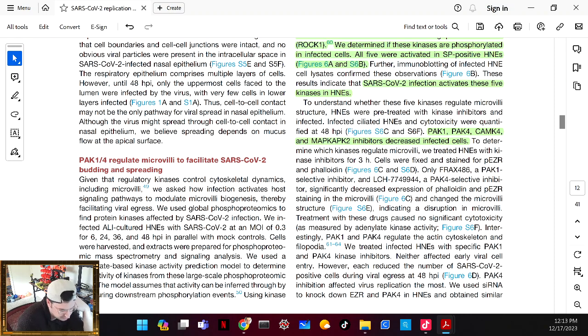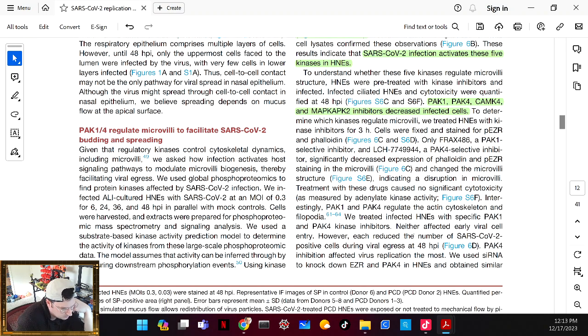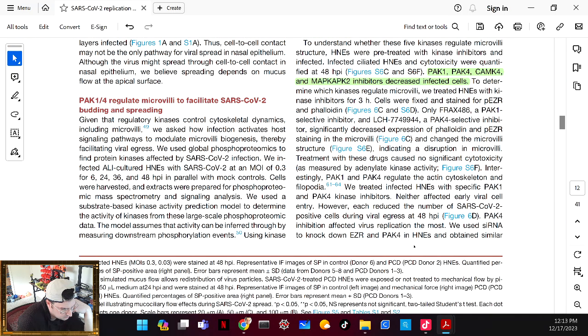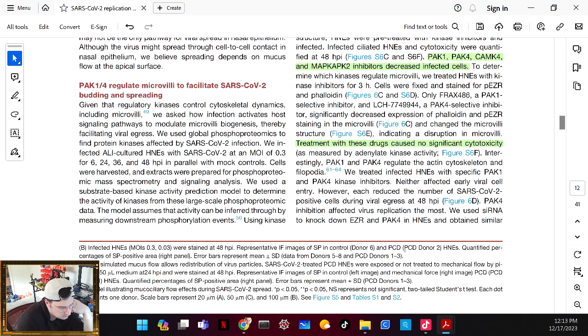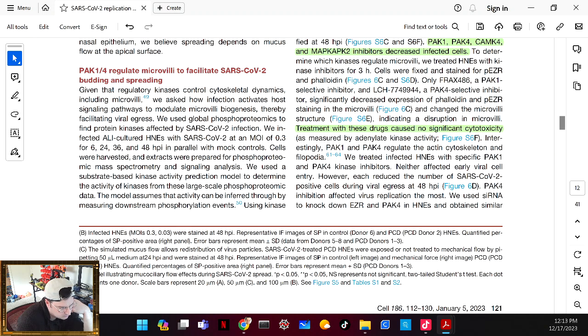That's the type of stuff that you would be thinking about. And that's always good to see, so you don't have cytotoxicity, you don't have adverse events, like that bad stuff happening. With PAK4 inhibition affecting viral replication the most. So that would probably be the target for a nasal spray, PAK4 inhibitors.